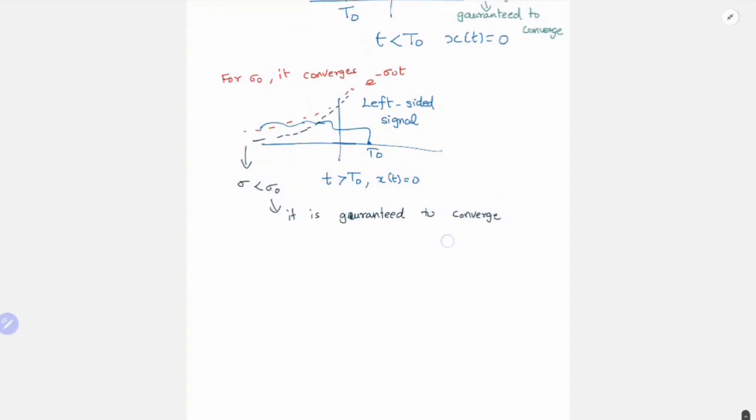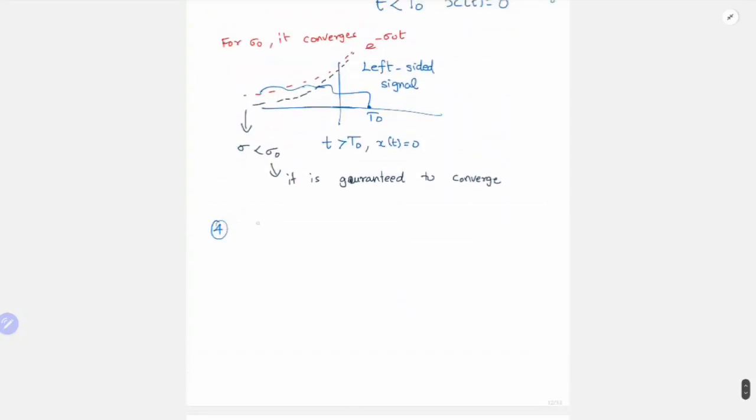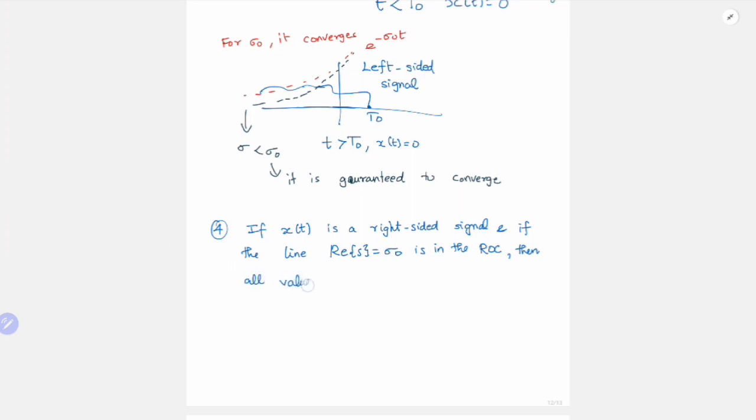So before that, I'll state the theorems or the properties. The fourth property: if x of t is a right-sided signal, and if the line real of s equal to sigma naught is in the ROC, so we need this information, otherwise we can't say anything about it, then all values of s for which real of s greater than sigma naught will also be in the ROC.